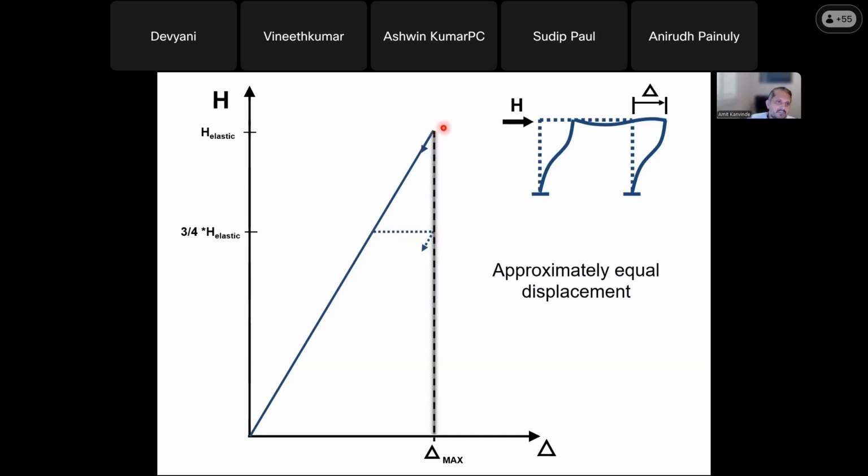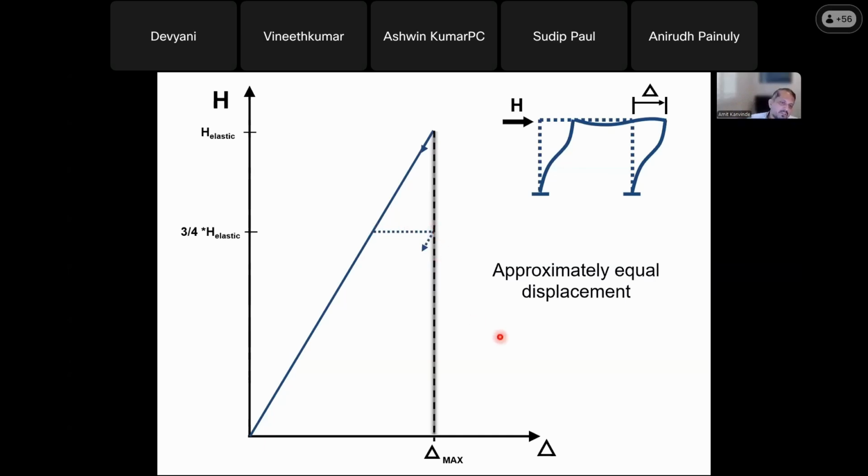All right, so this structure is designed for the full strength. Now I'm taking that structure and I'm designing it for 3/4 of the strength. What I find is that if the structure has this ductility here, it gets to about the same displacement. Now there are several caveats to this so-called equal displacement rule, but by and large, what people have shown is that if you reduce the strength of the structure, you still get to about the same displacement.